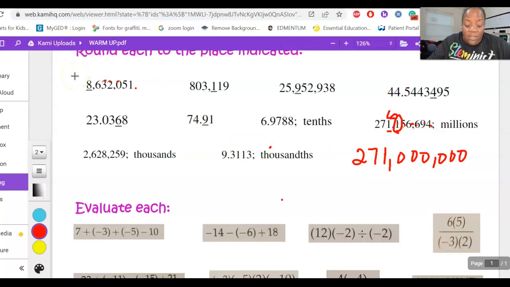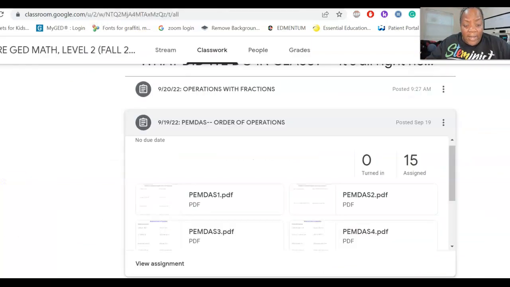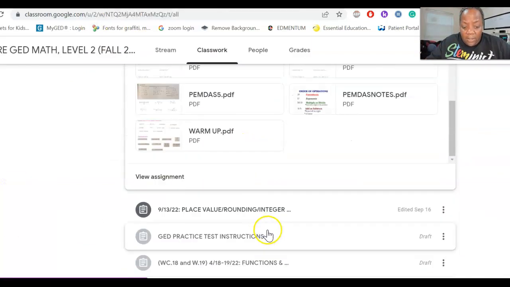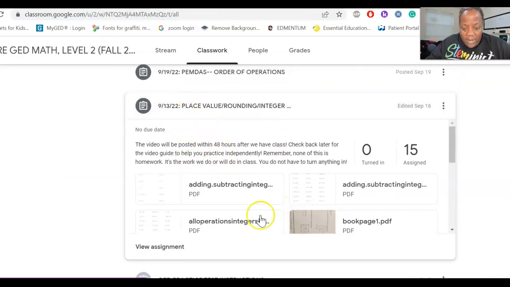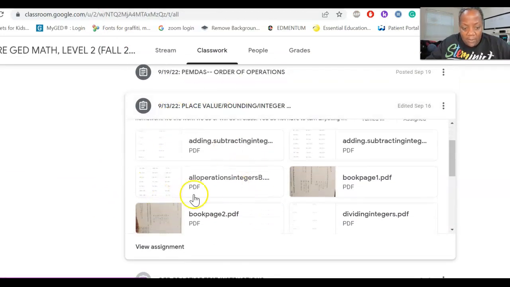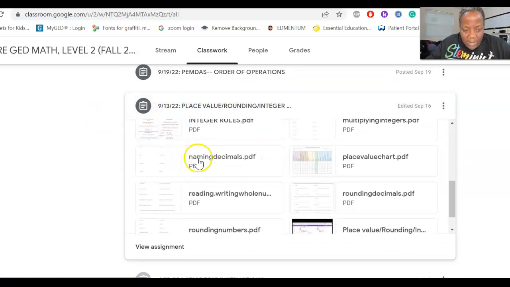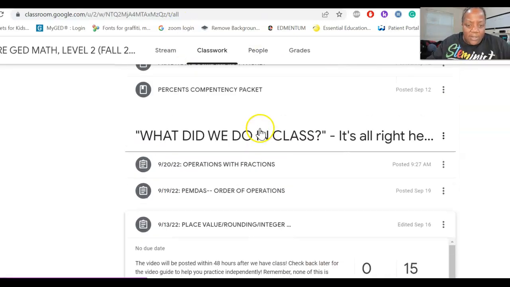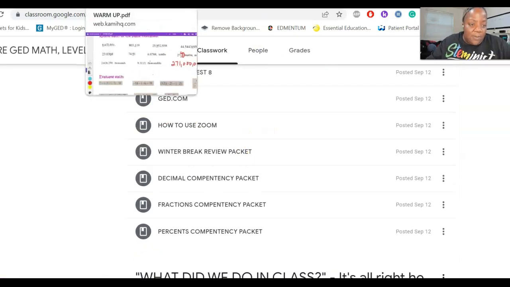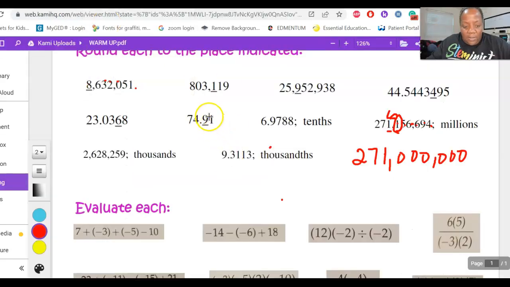So remember, if you need further practice with doing rounding, you can go back into the Google Classroom and look underneath 913, our first practice with rounding, and you have a whole bunch of rounding place value practice here, and the video that goes along with it, about an hour worth of rounding practice if you need to take a look at that and get some more practice with it. Also, you can hit me up if you have any questions, and I'll always be right there for you.